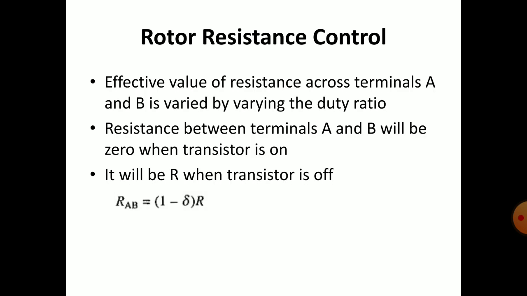When the transistor is turned on, the resistance between the terminals A and B will be 0. When the transistor is off, the resistance between the terminals A and B will be high. So by controlling the transistor, and by controlling the duty ratio, you can control the resistance, and hence the speed can also be controlled.